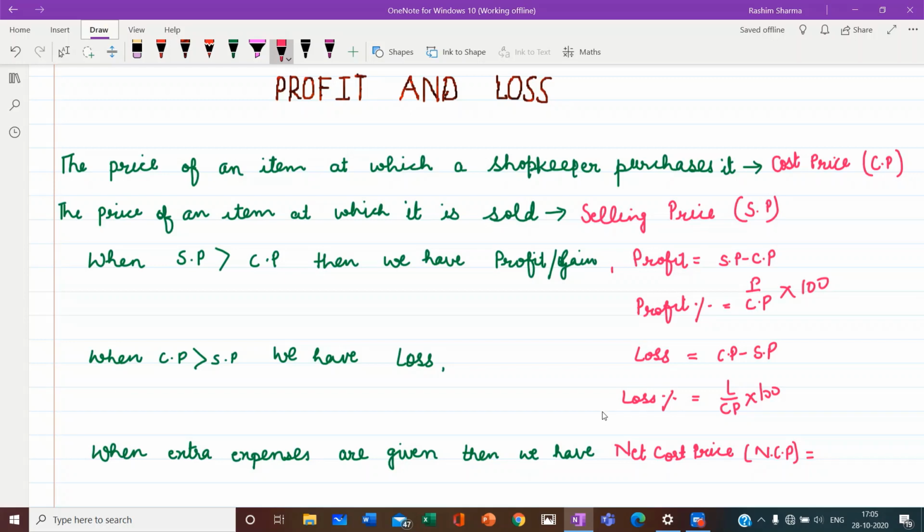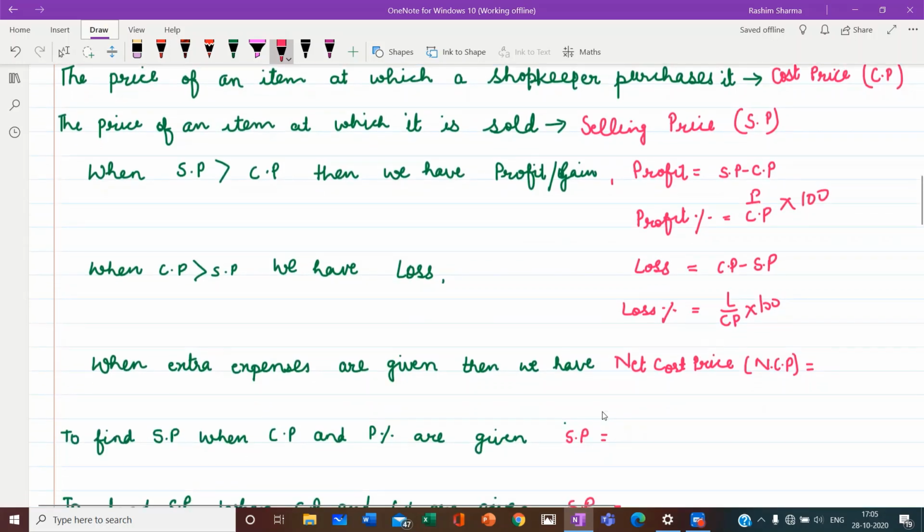Okay, then if we have some extra expenses on the item that we purchase, like transportation charges, or any repair or maintenance charges, all that we consider as overhead expenses. What are overhead expenses? Overhead expenses are the extra charges, extra money paid on that item after CP.